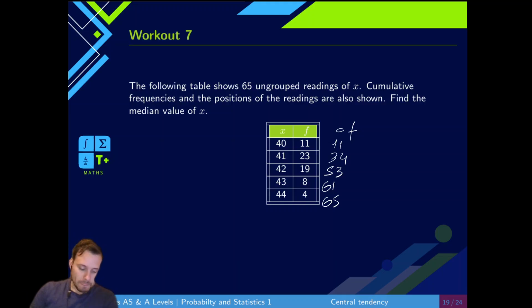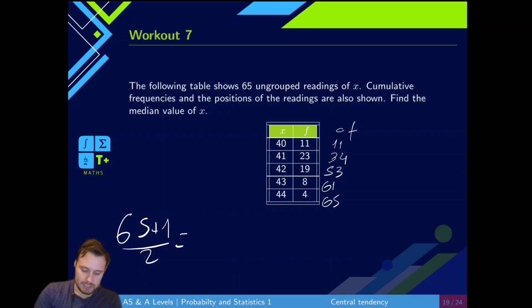Now, think about the median. The median is at the value n plus 1 over 2. So you're going to be doing 65 plus 1 over 2. This is going to be 66. 66 over 2 is 33. So the question is, which is the value at the 33rd position?